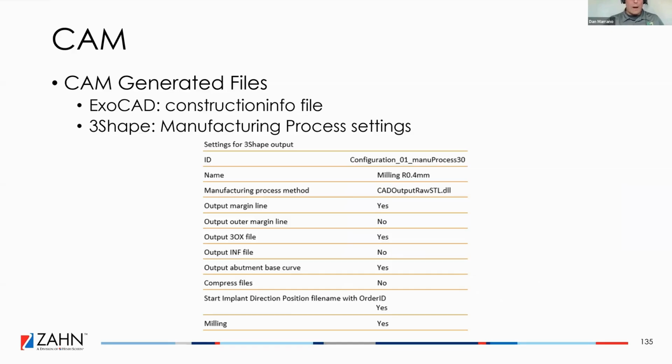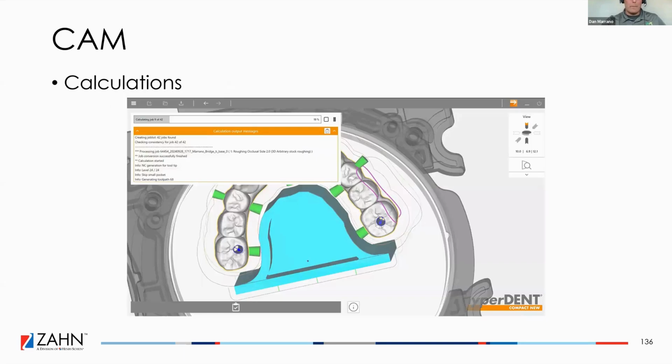You need to make sure you have these settings in 3Shape. In exocad, you would be bringing in your construction info file. Without these extra files that are created, you're then manually trying to apply these interfaces. So make sure you try to get these in with your STLs.